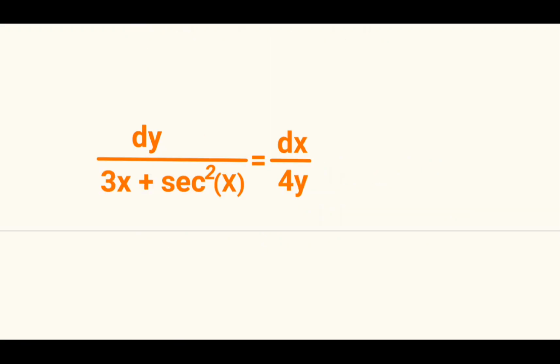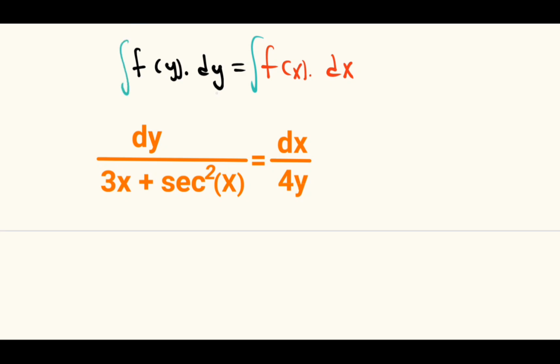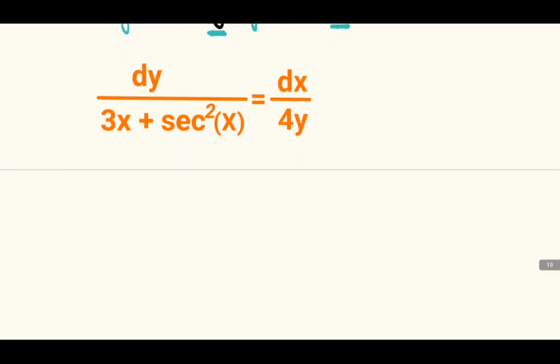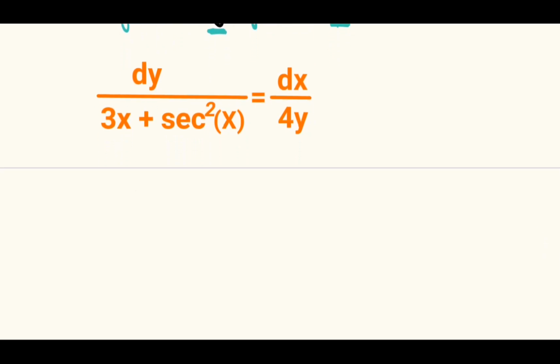Finally, we have dy divided by 3x plus sec squared x is equal to dx divided by 4y. Once again, we arrange all the functions of y with the dy on the left hand side and all the functions of x on the right hand side with the dx. We introduce the integral sign on both sides of the equation. On the left hand side we integrate with respect to y, and on the right hand side we integrate with respect to x. So the first step here is for us to multiply both sides of this equation by the 4y or just the y.